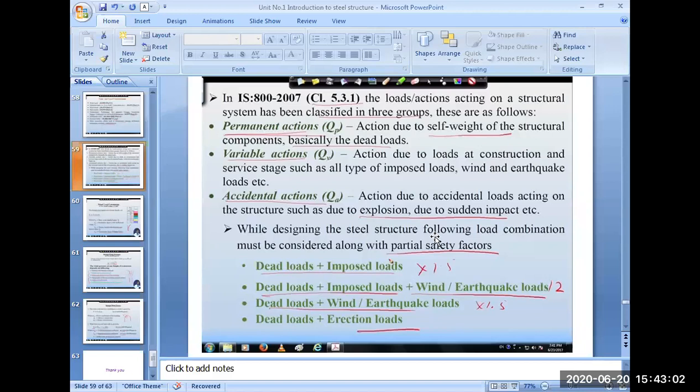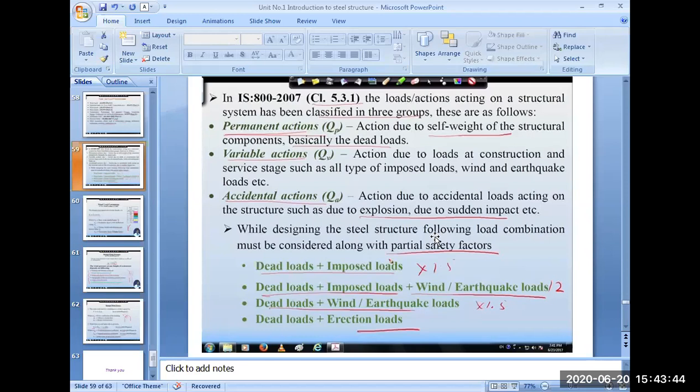When we are considering the load on the steel structure, at that time we are considering the load combinations. So various loads we have seen: dead load, live load, imposed load, wind load or earthquake load. But while considering that load on the structure, we are taking the combinations of that load. So the first combination we have seen is dead load plus imposed load, which we multiply by the factor of safety 1.5. Means the addition of these two loads into 1.5 will be the final load on that structure.